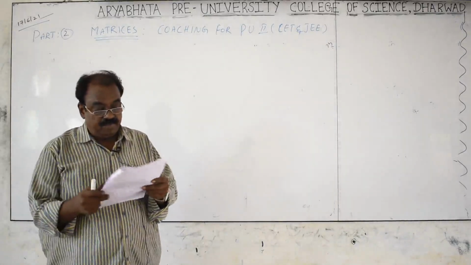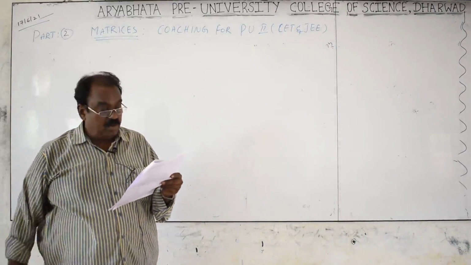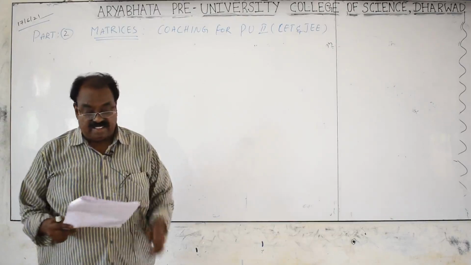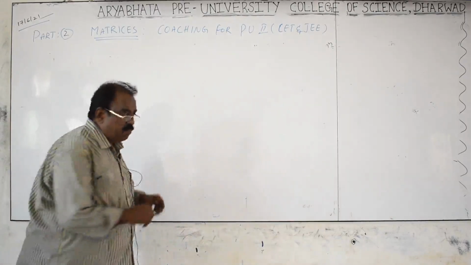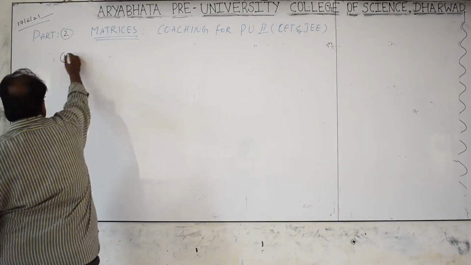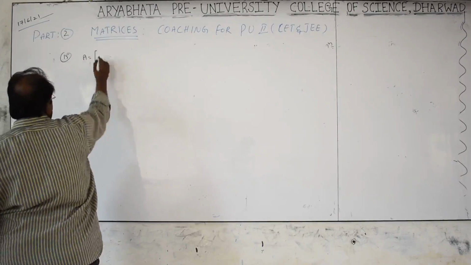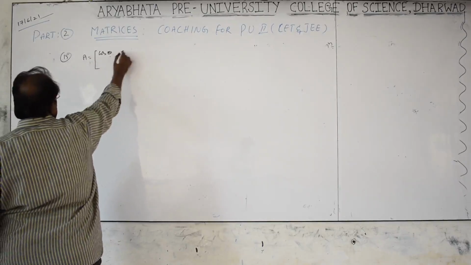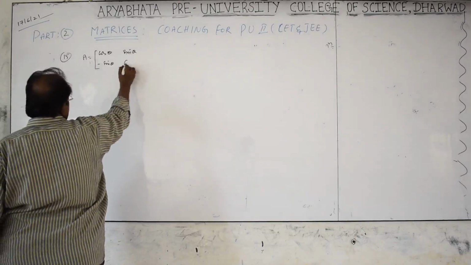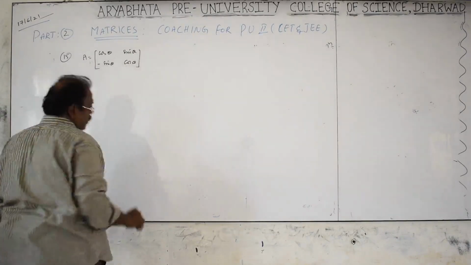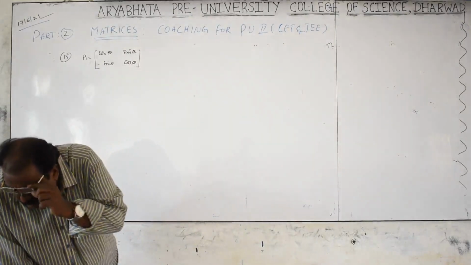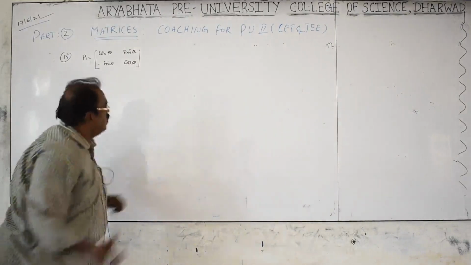Fifteenth problem. We are given A equal to the 2 by 2 matrix cos theta, sin theta, minus sin theta, cos theta, and A power n is asked. It is also a fantastic problem, given in the miscellaneous exercise. We are asked to find A power n.